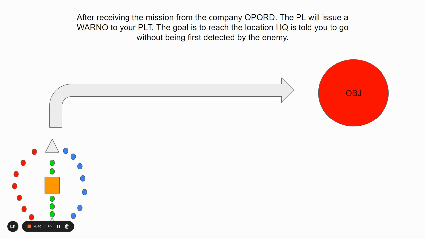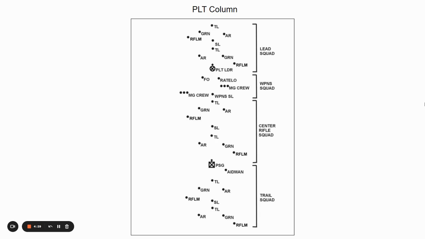issue a warning order to the platoon, and the goal is to reach the location HQ has told you to go without first being detected by the enemy, which is why it's called a movement to contact. You're expecting contact when you're moving.